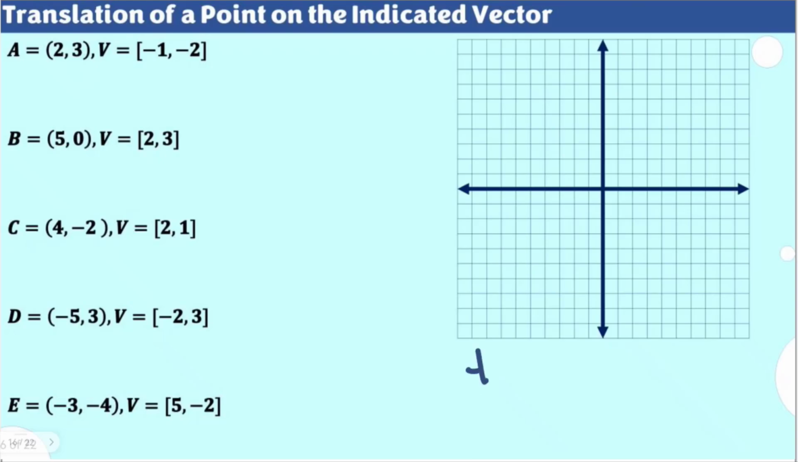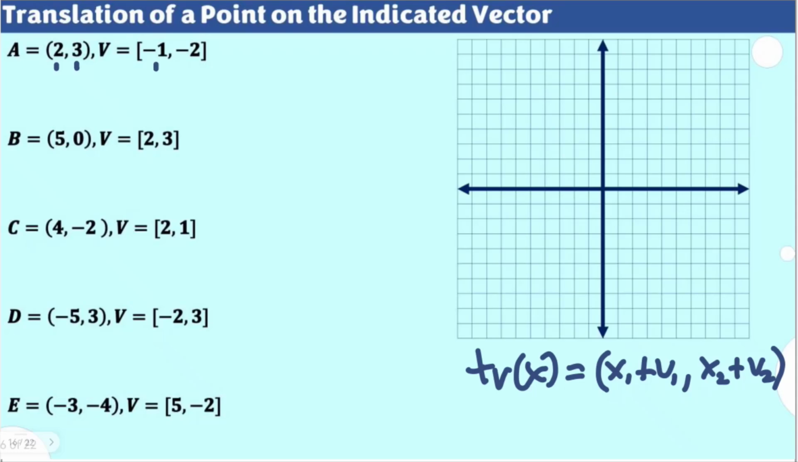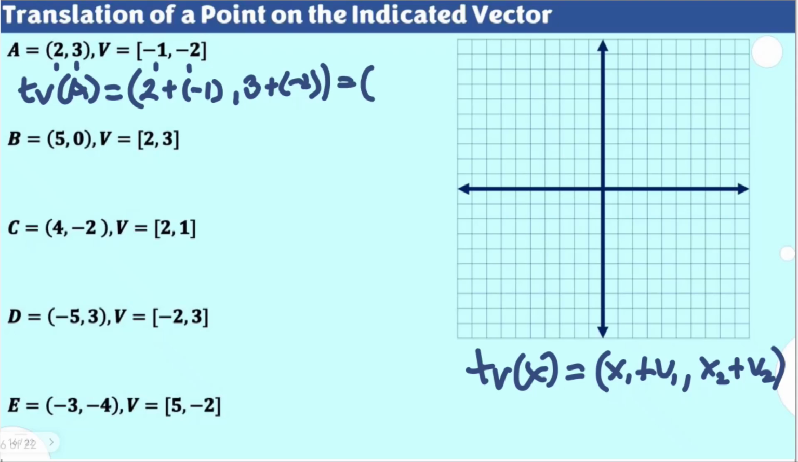So we have here the translation of, say, a certain point x using a vector v is identified by adding up the components of your point x and your vector v. Okay? So in this case, for our first example, this is our x sub 1, x sub 2, this is v sub 1 and v sub 2. So the translation of your point A using your vector v is actually equal to 2 plus negative 1, and then you have 3 plus negative 2. So you will have here the result, which is 2 minus 1 is 1, 3 minus 2 is also 1.